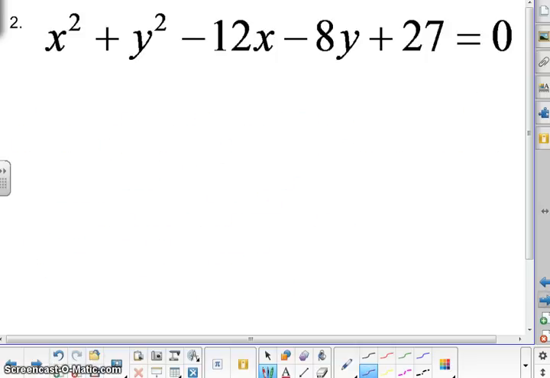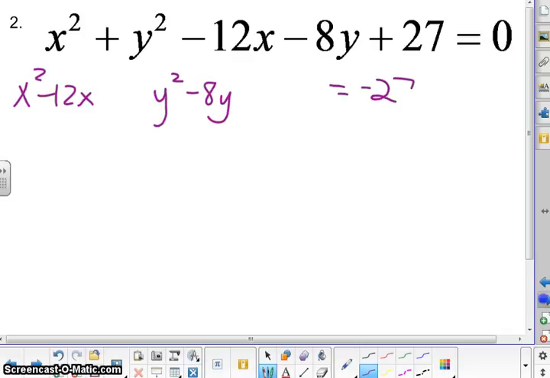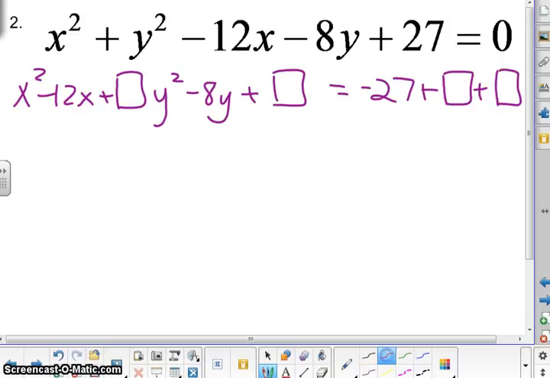Push pause if you think you got it, and then check your answer after that. Group your x's and y's together. So you have x squared minus 12x. Leave a little space, y squared minus 12y, and negative 27 I'm going to throw to the other side. Let me get the boxes in here so I can complete this square. And let's go with the first one. Negative 12 divided by 2 squared is negative 6 squared. So I'm going to put a 36 in here and in the back.